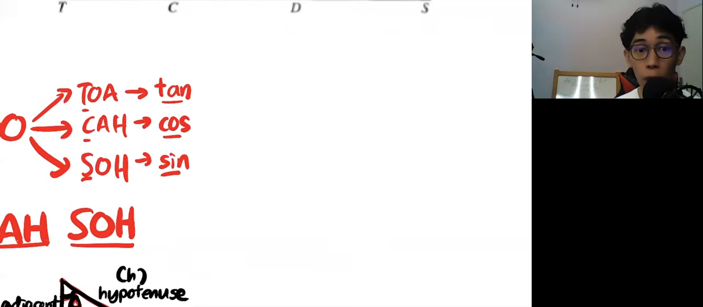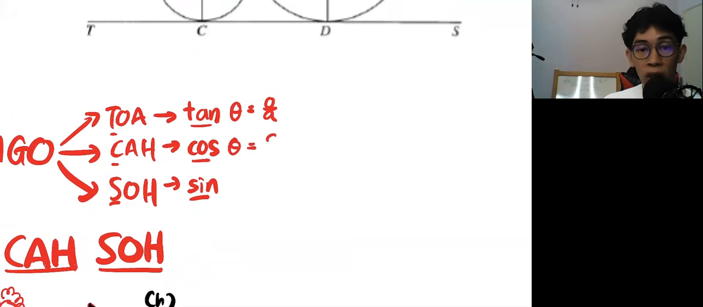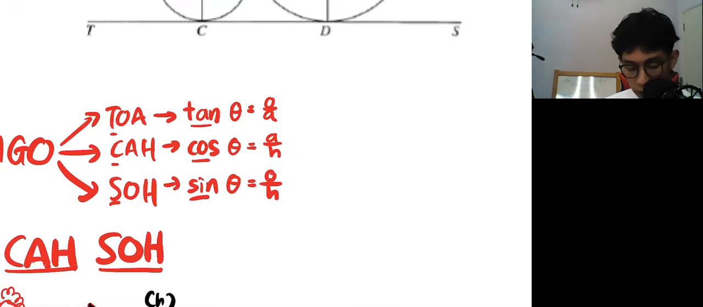So we continue with our formula. So it will be tangent theta equals opposite over adjacent. This will be cos theta equals adjacent over hypotenuse, and sine theta equals opposite over hypotenuse. So write out all these things. You can see here, we memorize it as SOH, sine, opposite, hypotenuse. Then CAH, you have your cos, adjacent, and hypotenuse. These are the initials. That's how we memorize it.